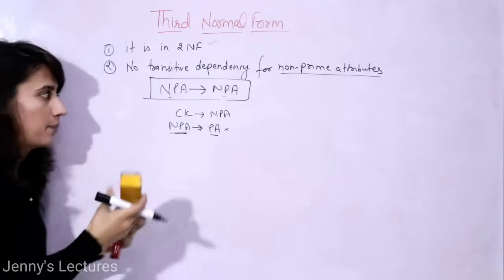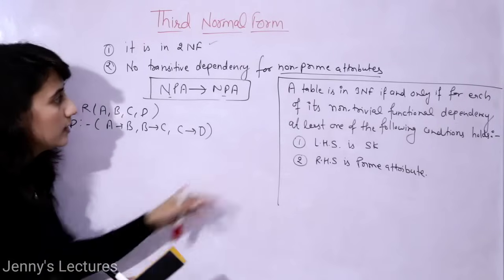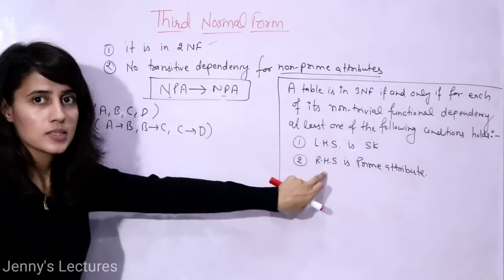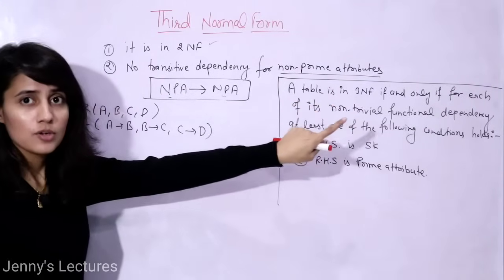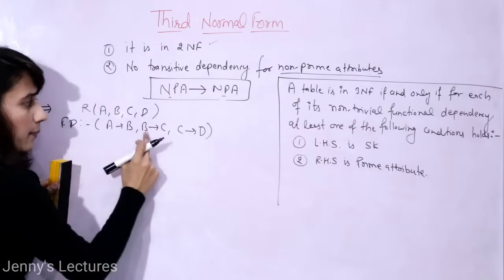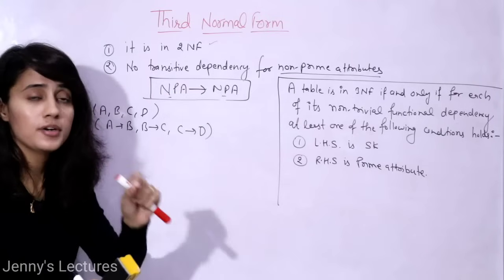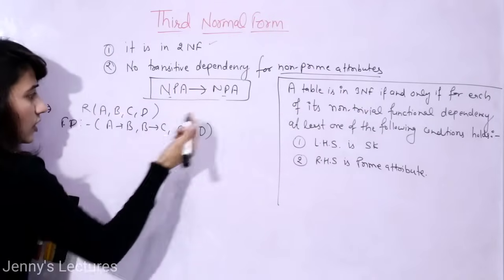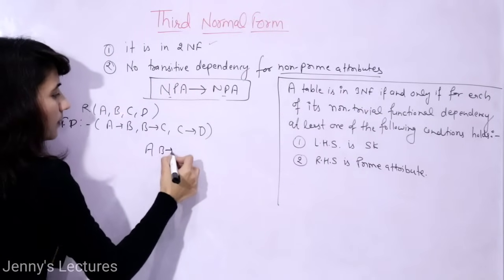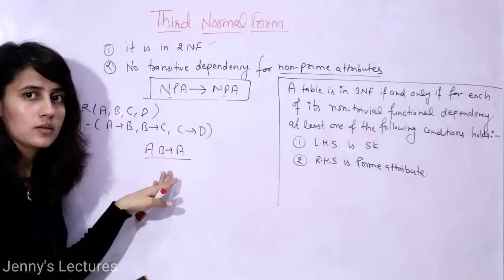Now let us take one example. Now before that, see, you can also write down like this. Our table is in third normal form if and only if for each of its functional dependencies, right? And these functional dependencies should be non-trivial. If any functional dependency is given something like this, A, B determines A, right? Then we will not consider this case.